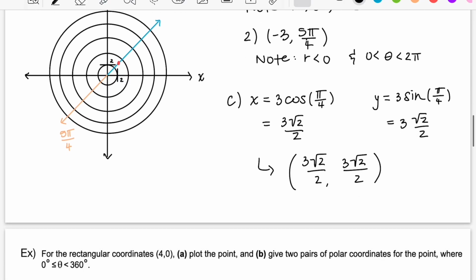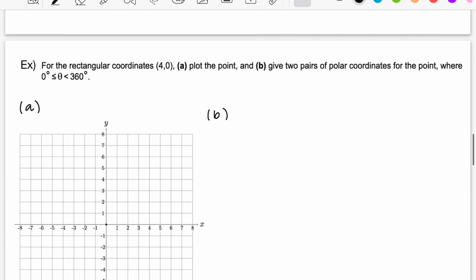All right, so let's do another example here. In this case, we're given rectangular coordinates. First, we want to plot the point and then give 2 pairs of polar coordinates for this point. So we have this point (4, 0), and this is our rectangular coordinate system here. Plotting this point, x is going to be 4 and y is going to be 0, so our point's going to be right about there.